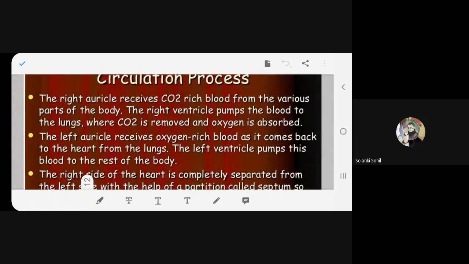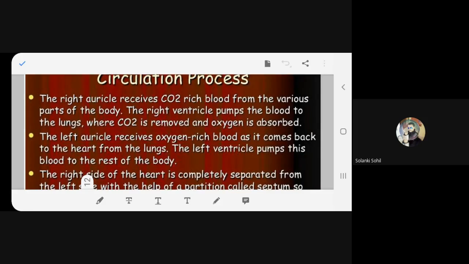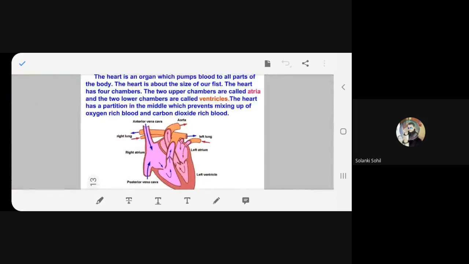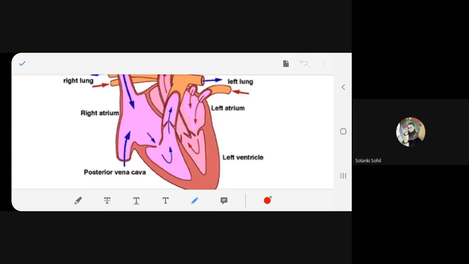The right ventricle pumps the blood to the lungs. Now, this top is auricle and the bottom is ventricle. So this right ventricle is pumping it out to the lung. Can you see this left lung? I have circled it. So that carbon dioxide rich blood is pushed to the left lung.